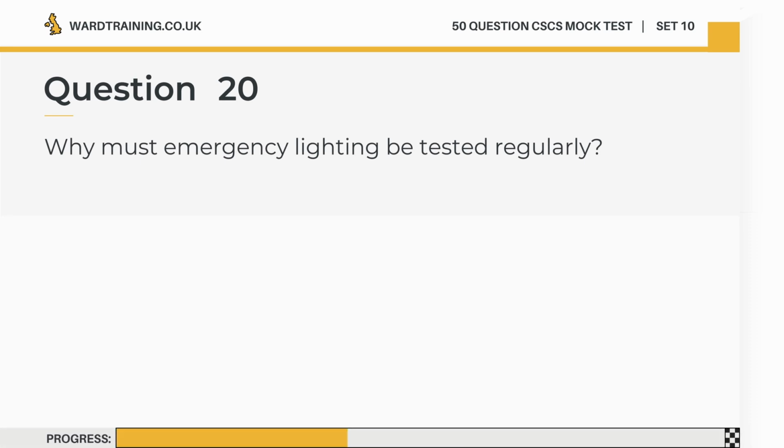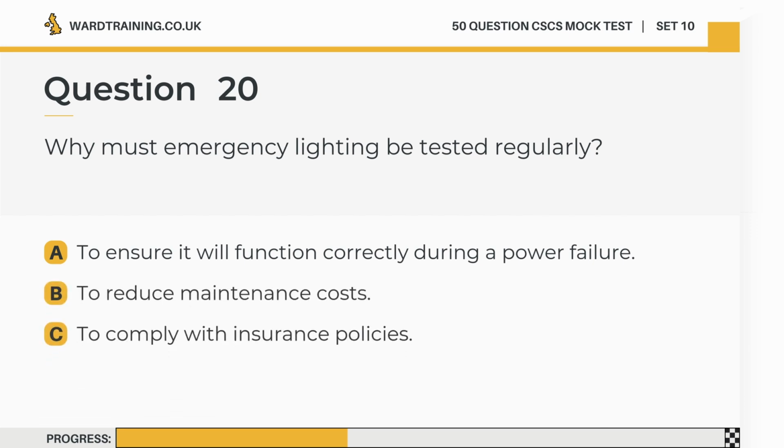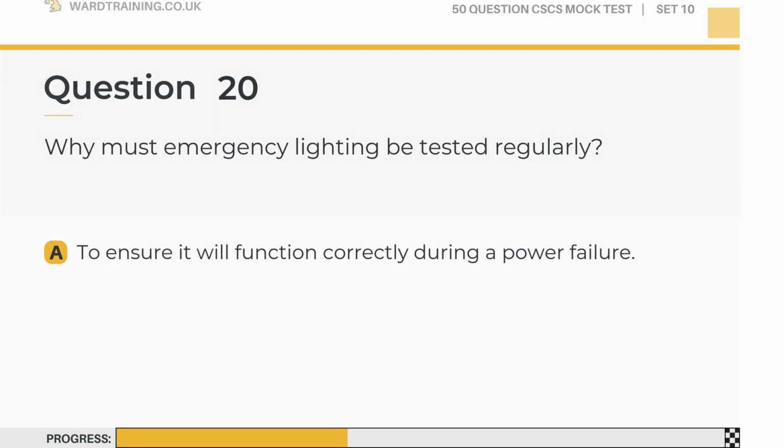Question 20. Why must emergency lighting be tested regularly? A. To ensure it will function correctly during a power failure. B. To reduce maintenance costs. C. To comply with insurance policies. D. To maintain brightness levels. The correct answer is A. To ensure it will function correctly during a power failure.